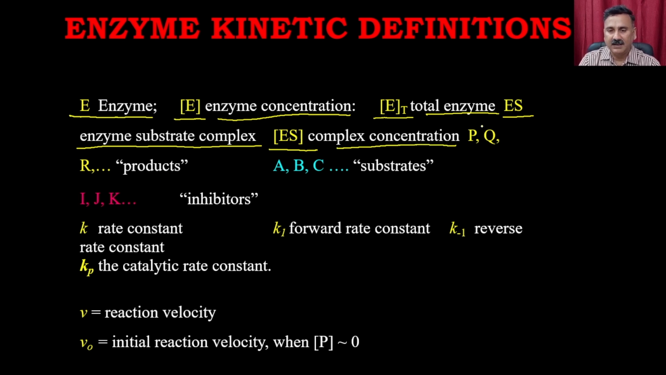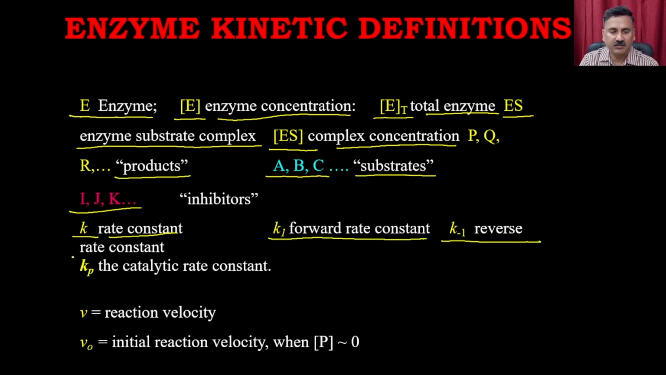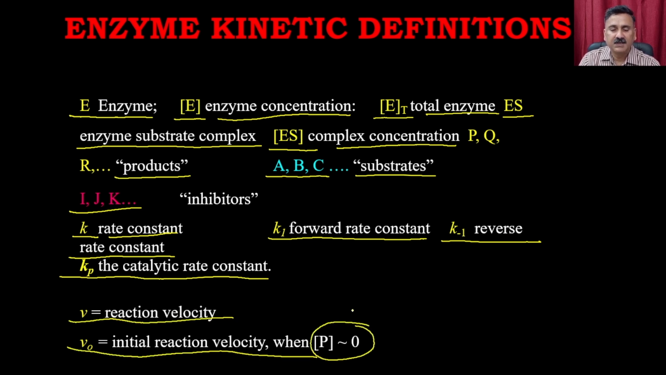P, Q, R are the letters always used for denoting the products, whereas A, B, C can be used for the substrates. You can also use I, J, K for the inhibitors, and K for the rate constant. K1 is the forward reaction, K minus 1 is the reverse reaction, and Kp is the catalytic rate constant, or K2. Then V is the reaction velocity, and V0 is the initial velocity, when the product formation is 0.